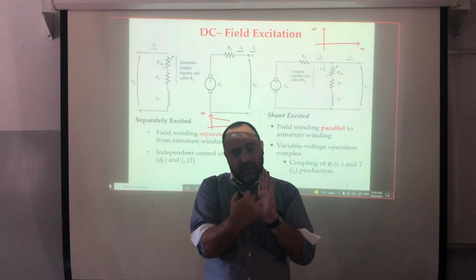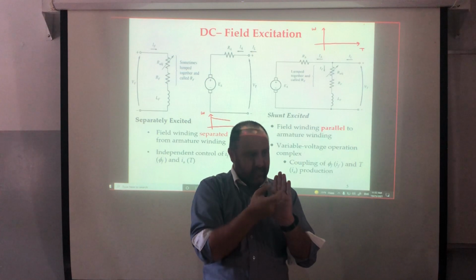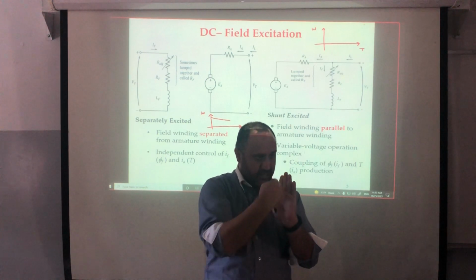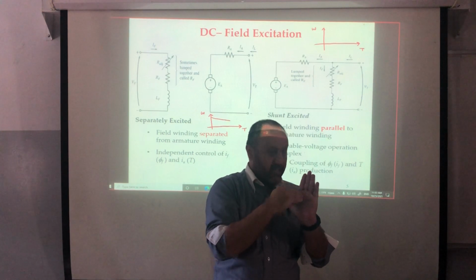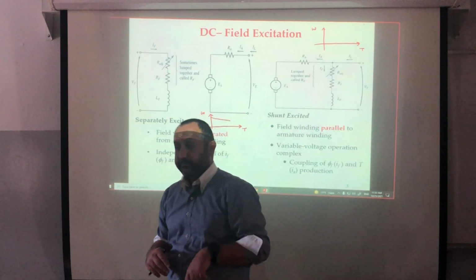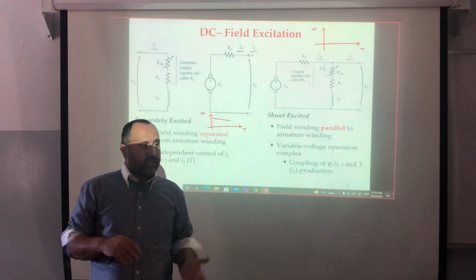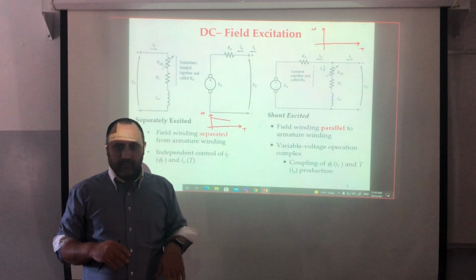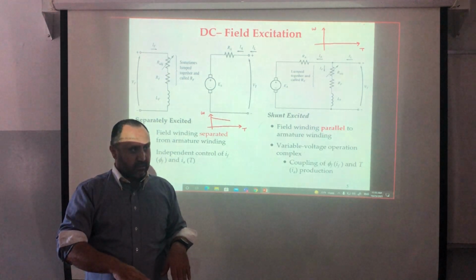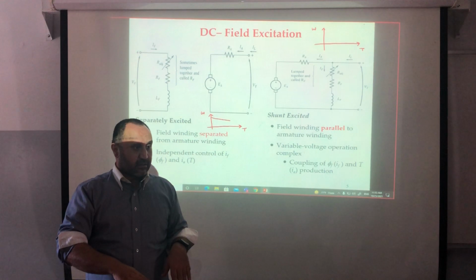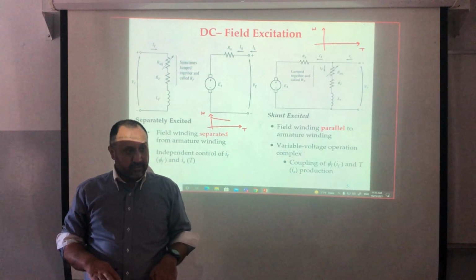Now, sometimes the armature causes, or generates, a component of flux that weakens, or acts against, the main flux. So now the question: if I'm reducing the main flux, will the speed increase or decrease? Increase. The speed will increase.